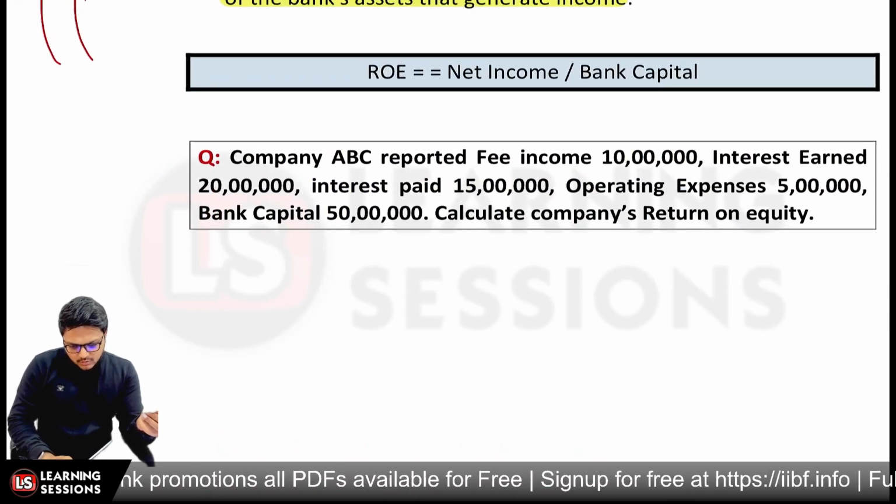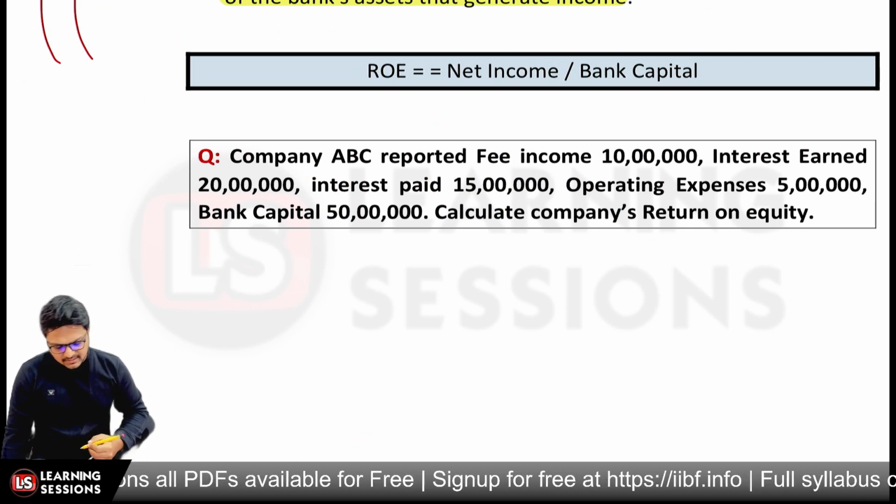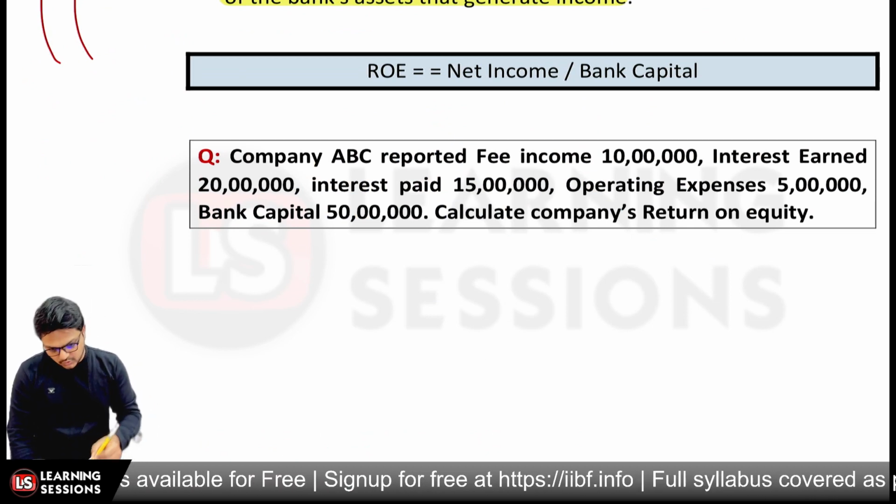So in this scenario, let's have a look at the question over there. It says that company ABC reported fee income to be 10 lakh. So fee-based income.